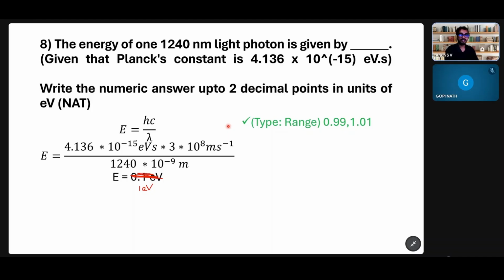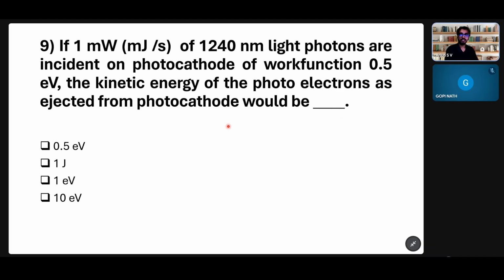So I hope this problem is clear. I'll go on to the next question. If 1 milliwatt of 1240 nanometer light photons are incident on a photocathode of work function 0.5 electron volt, what would be the kinetic energy of the photoelectrons ejected from the photocathode?